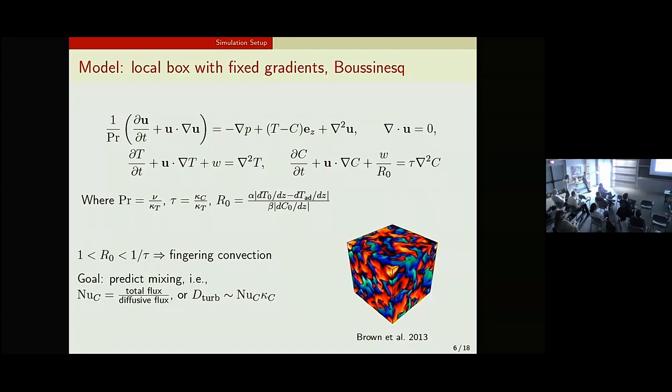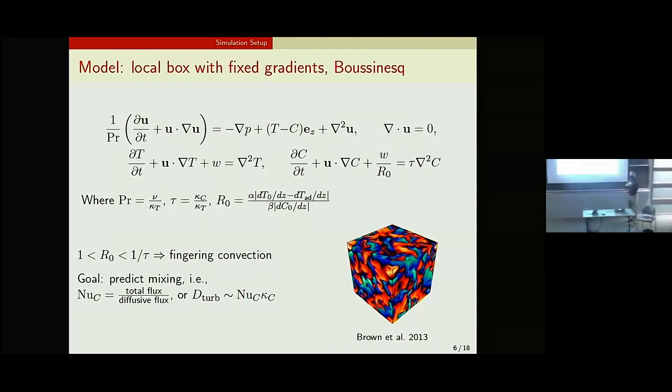That's a really good question. We haven't looked. I think that Pascal's group has a previous paper on lateral gradients at low Prandtl number. Please tell me if I'm wrong, Pascal. I understand that is an important problem. We're just looking at vertical gradients for now.